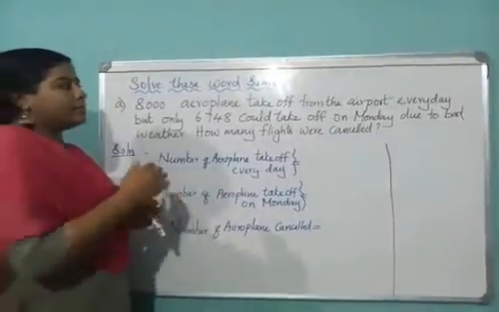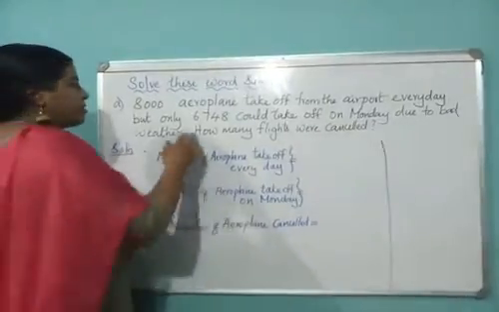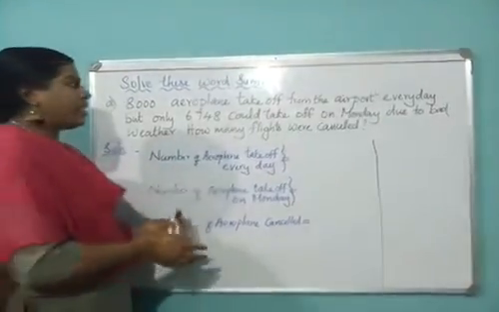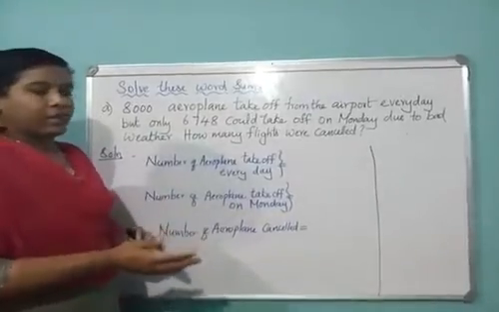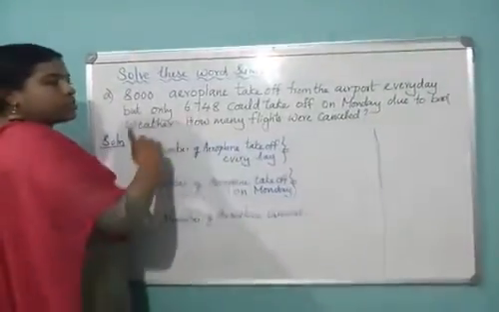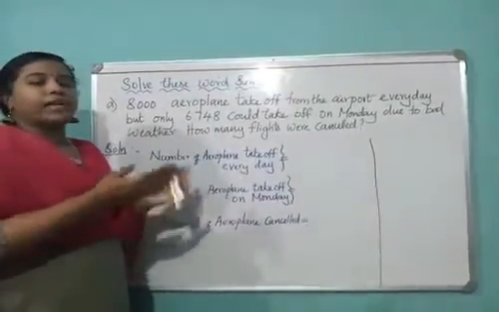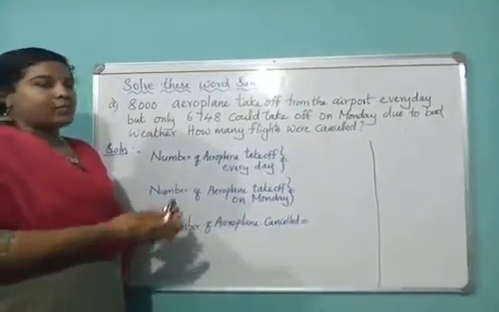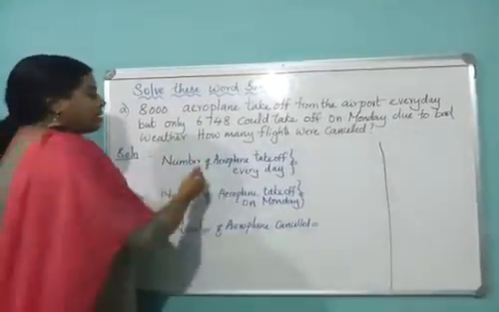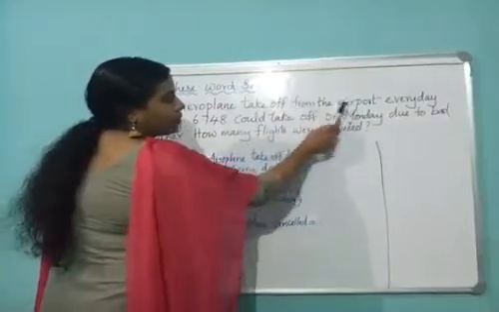Whenever we get a word problem, the first step is to read it twice. Here they have said every day 8,000 aeroplanes take off from the airport. Due to bad weather, on Monday only 6,748 could take off. So on that day, how many flights were cancelled? That is the question. The first step is to write all the values they have given sentence by sentence. The first line: 8,000 aeroplanes take off from the airport.